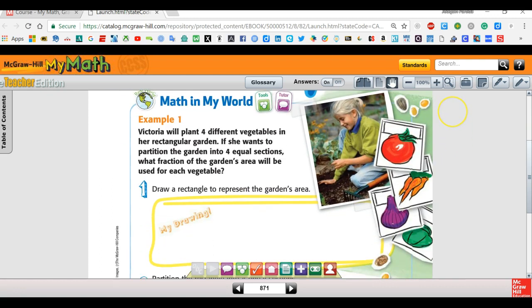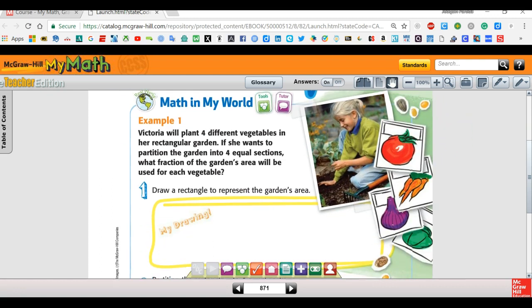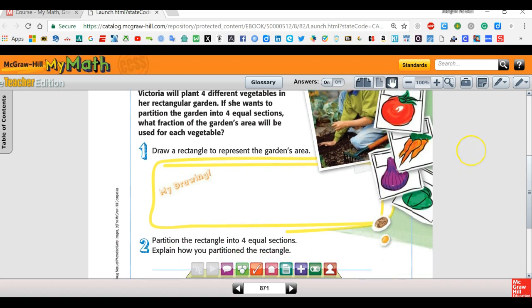It says Victoria will plant 4 different vegetables in her rectangular garden. If she wants to partition the garden, meaning divide it up into sections depending on what she's going to put, into 4 equal sections, what fraction of the garden's area will be used for each vegetable? Well, let's see.